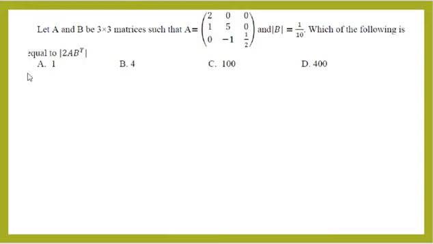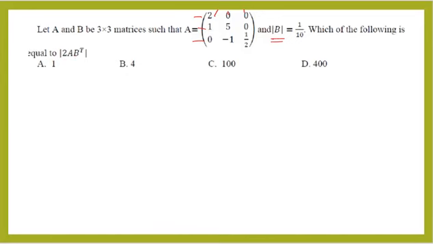Okay, the second question here. What does it say? The matrix A is given to you. This matrix is 3 by 3, 3 rows and 3 columns. And another given condition, the determinant of B is given to you as 1 over 10. Then which one of the following is the determinant of 2A B transpose?